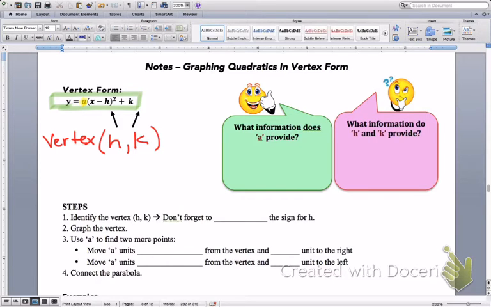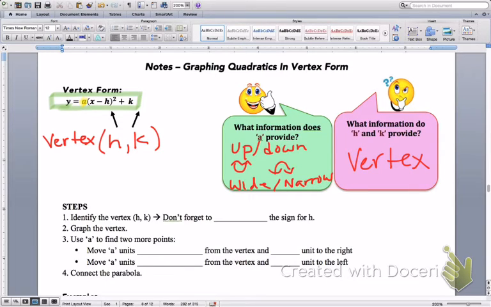So just to fill in the section in green here, what information does A provide us? Remember, A tells us if the parabola is going to go up or down, and it tells us whether the parabola is going to be wide or narrow. So the larger A is, the more narrow the parabola gets. It gets skinnier because it gets stretched out. If A gets smaller and smaller, the parabola will get wider and wider because it's less stretched out. And on the pink bubble, what information does HK provide? It provides us a vertex of the parabola.